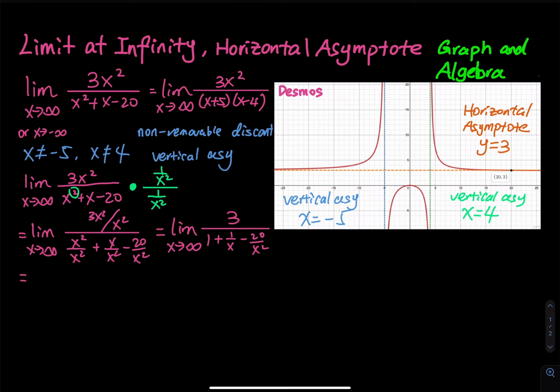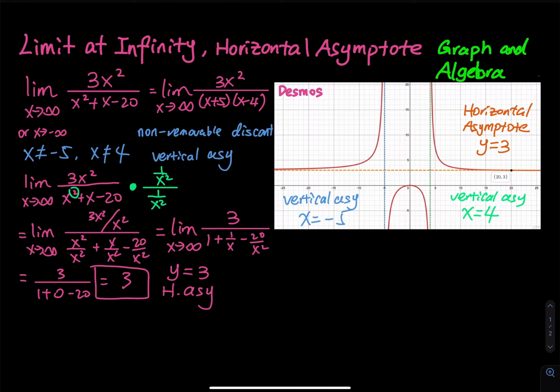Or when I show my work, I like this. When I do my lecture, 1 plus 0 minus 0. So you have 3 over 1, which is 3. What does that mean? What does the 3 mean? The 3 means y equals 3 is a horizontal asymptote. Y equals 3 is a horizontal asymptote.